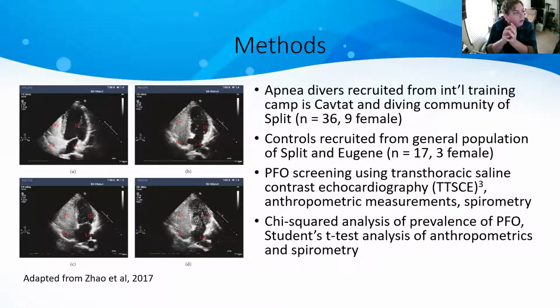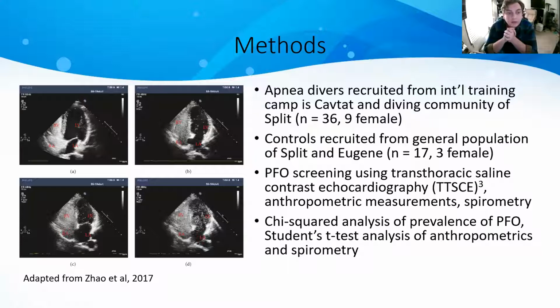What we did here was we looked at some apneic divers, individuals who compete either for depth or breath hold times, and we evaluated them for PFO. The apneic divers were recruited from international training camps in Sovtak, Croatia, as well as Split, Croatia. That gave us a total of 36 divers, 9 of which were female. Our control subjects were recruited from the general population of Split as well as Eugene, and that gave us a total of 17 control subjects, of which 3 were female.